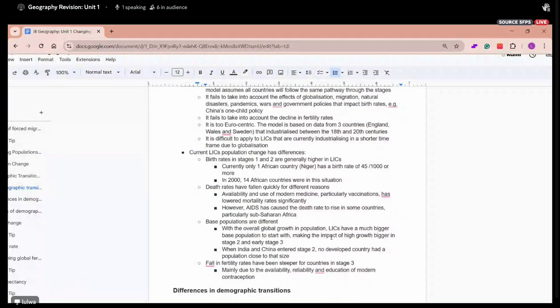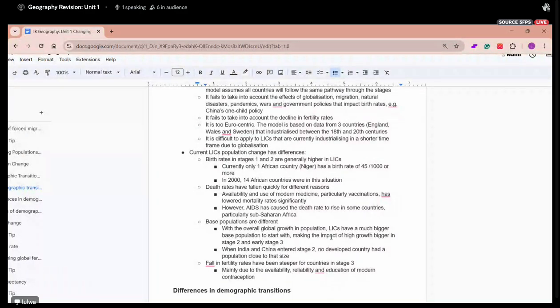So, for example, birth rates in stage 1 and stage 2 are higher in lower income countries. As you can see, only one African country, Niger, has a birth rate of 45 per 1000 or more. In 2000, 14 African countries were in this situation, so the number of countries decreased from 14 to 1. And death rates have fallen quickly for different reasons, such as availability of medicine. However, AIDS has caused the death rate to rise in some countries, particularly sub-Saharan Africa.